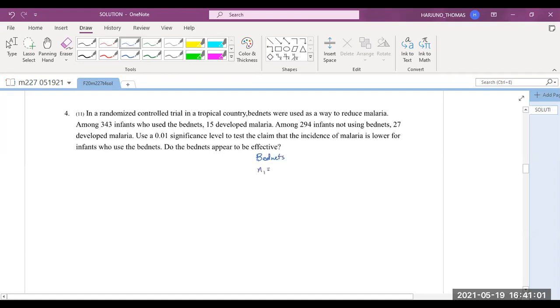The sample size is 343. The number of infants using bed nets, 15 of them developed malaria. Now, the ones without bed nets, the sample size is 294. 27 of them developed malaria.